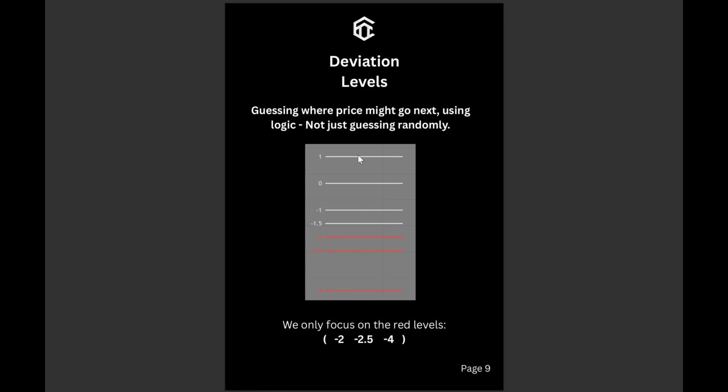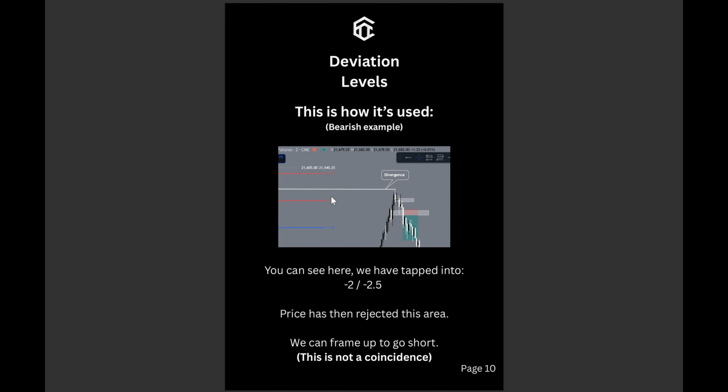It's actually a Fibonacci tool, and we use these to essentially get where price is likely to react from or likely to target. But this is not just a random guess. We use these through manipulation levels, which again you will see in the trade breakdowns later. We only focus on these levels, which is the -2, -2.5, and -4. You can have a little look at this example here. This is the deviation -2 and deviation -2.5.